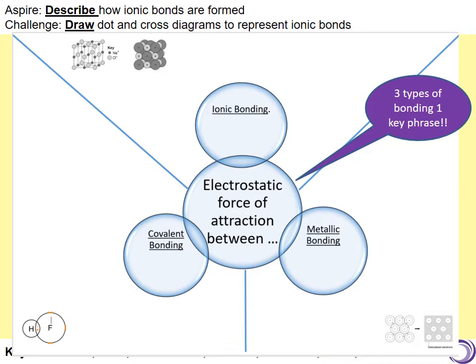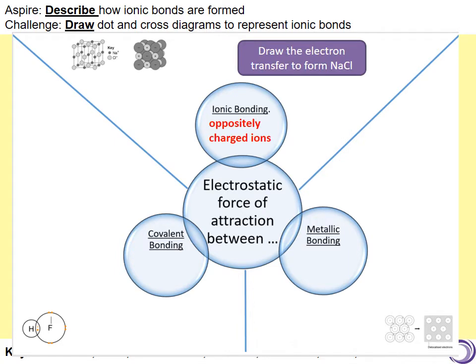Now, whenever anything bonds, it will always be due to electrostatic force of attraction. There are 3 types of bonding: ionic bonding that we're looking at today, and there is also covalent bonding and metallic bonding, which we'll look at in later lessons. But for each of them, the bond is always an electrostatic force of attraction. In the case of ionic bonding, then the electrostatic force of attraction is between 2 oppositely charged ions.